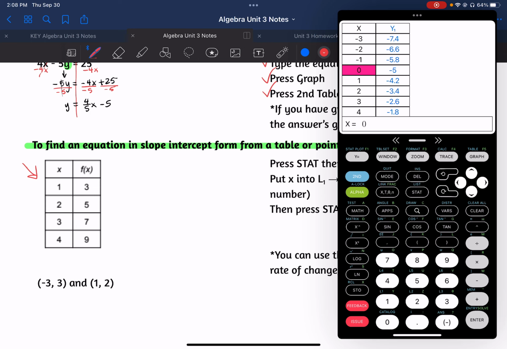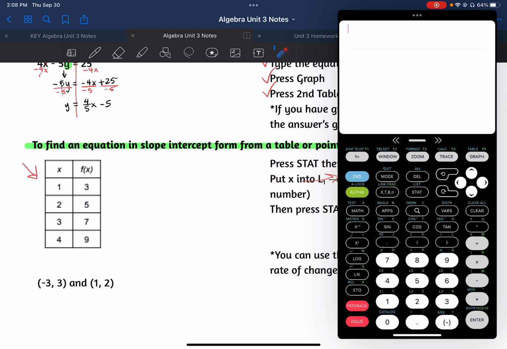So how do we do this? If you're at this screen and you don't know how to get out, what you need to hit is second. You need to hit second, this button here, and then mode. So this button second and the button right next to it, second mode, and it quits everything, okay?